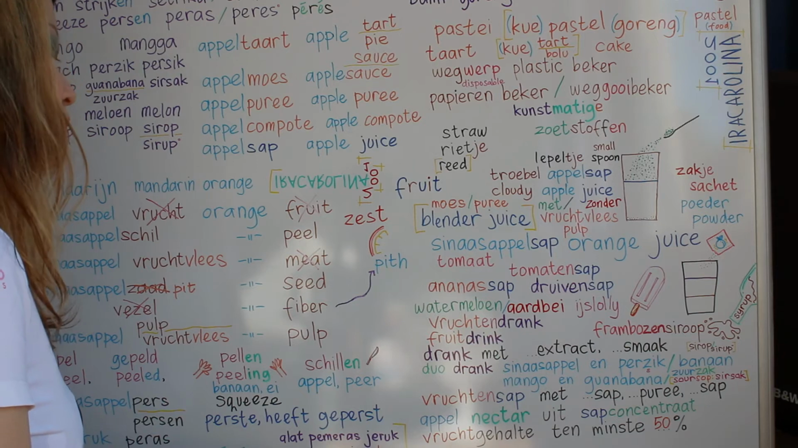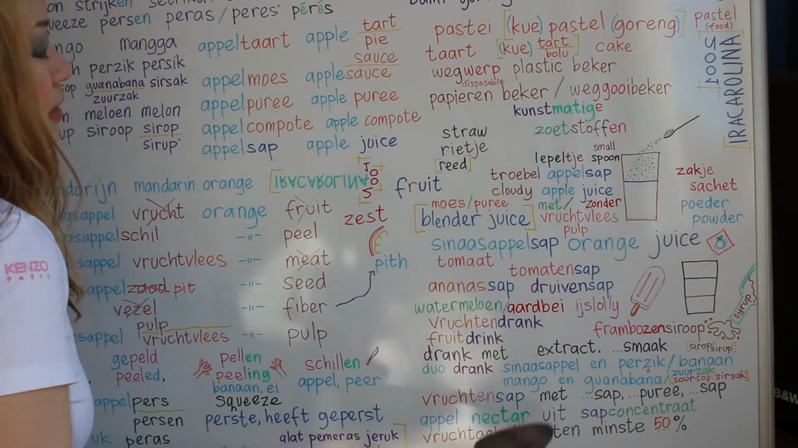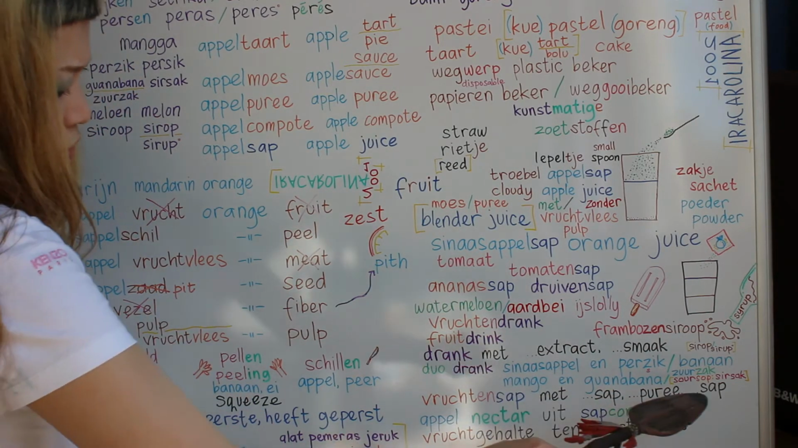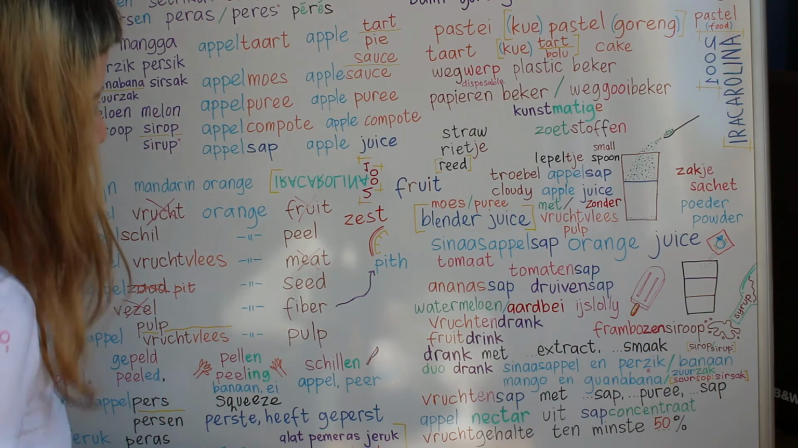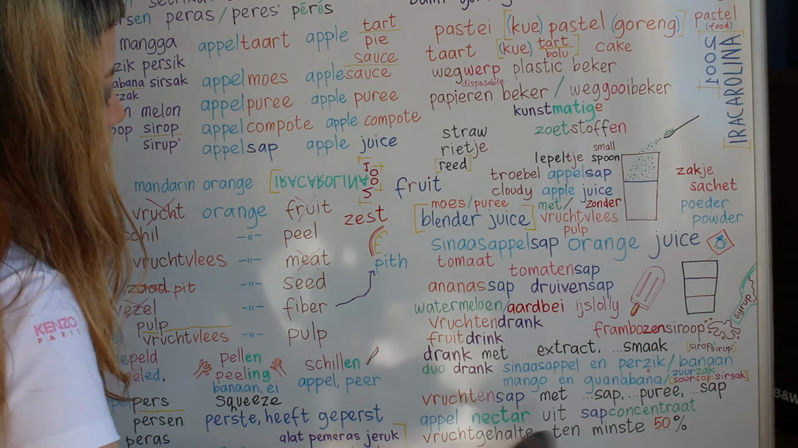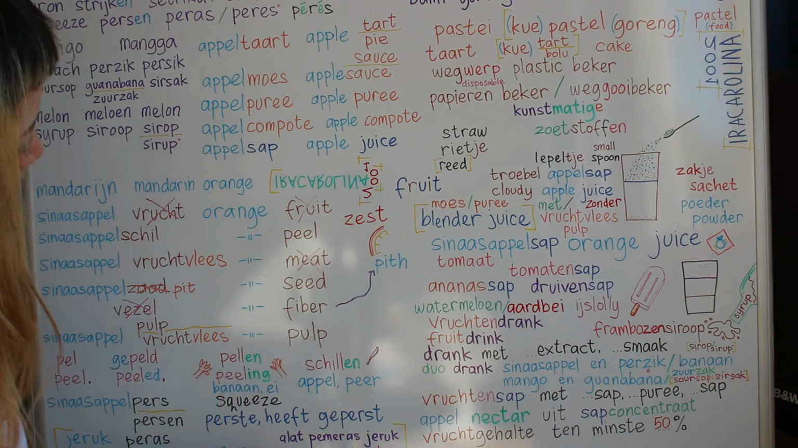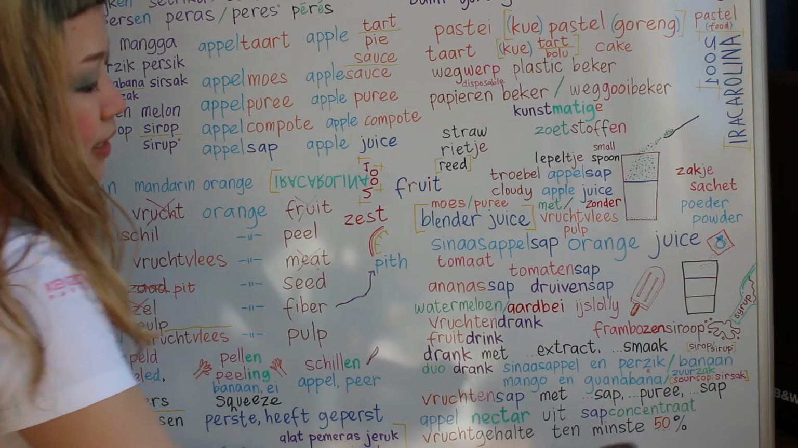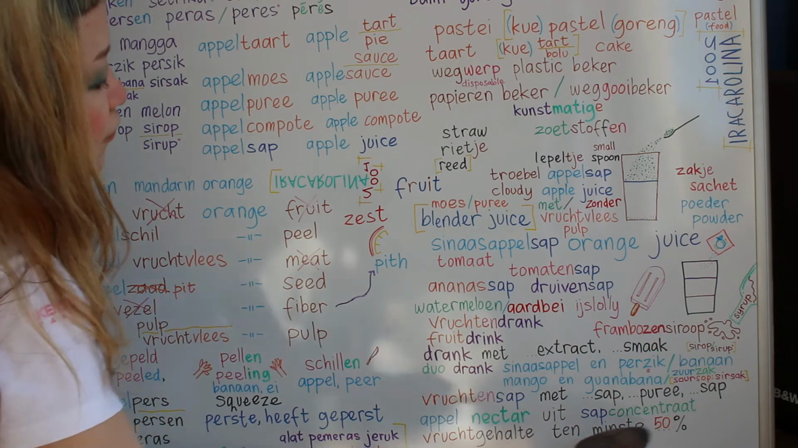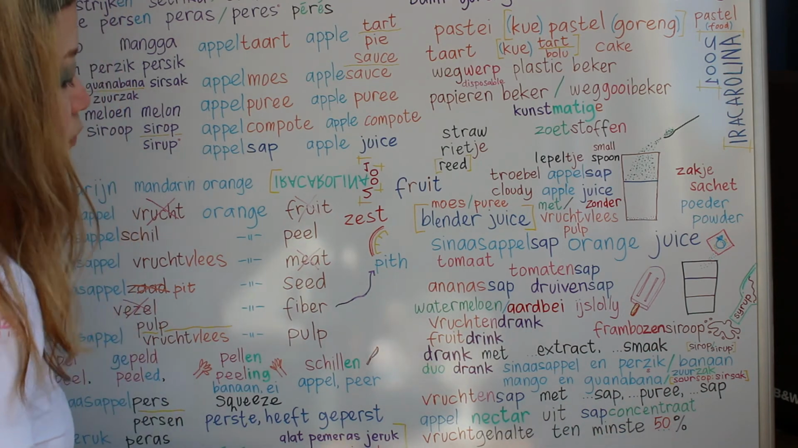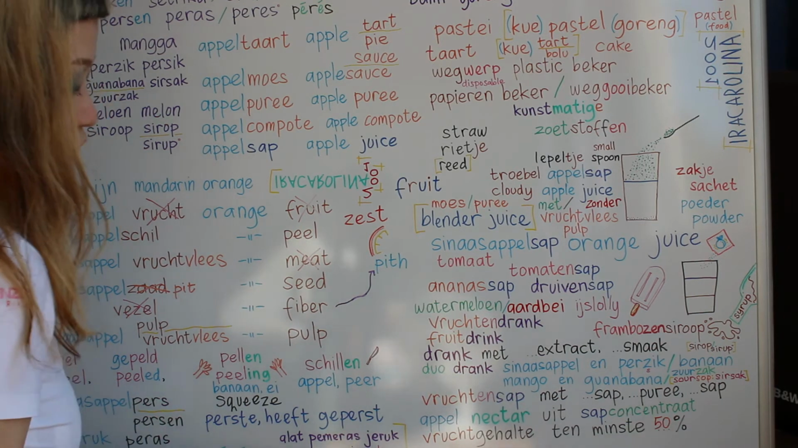from. Sap, juice, concentrate, one word. Vruchtgehalte, the percentage or the amount of fruit. Ten minste, at least 50%. That's why we cannot call it sap, because it's 50%.